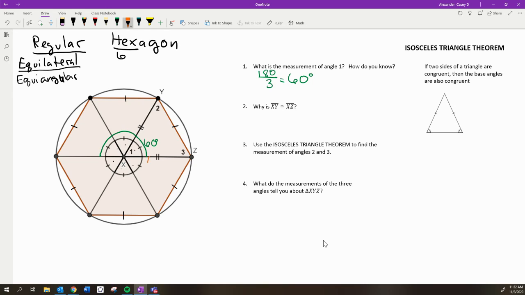Alternatively, a lot of students notice that all six of these angles make a circle. And so by that same logic, you could take the entire rotation around a circle, which is 360 degrees, and divide it by 6. And again, you get 60 degrees. So angle 1 is a 60-degree angle. That's important for thinking through this.